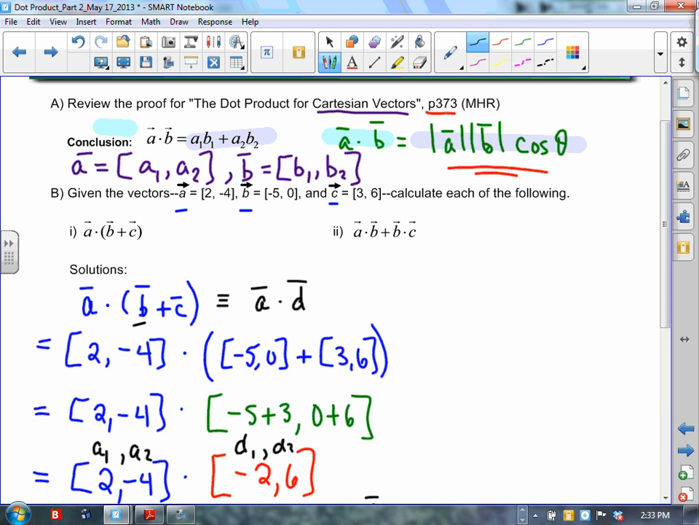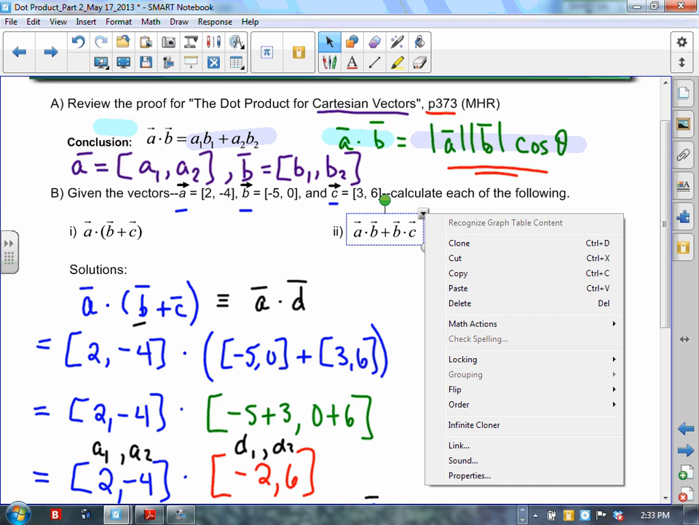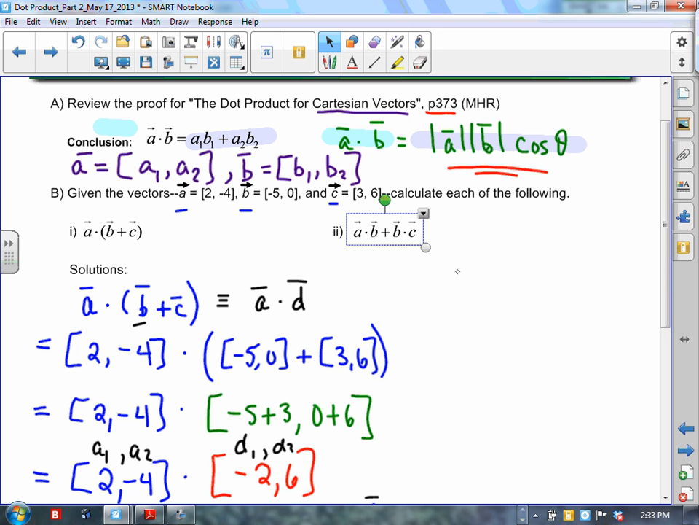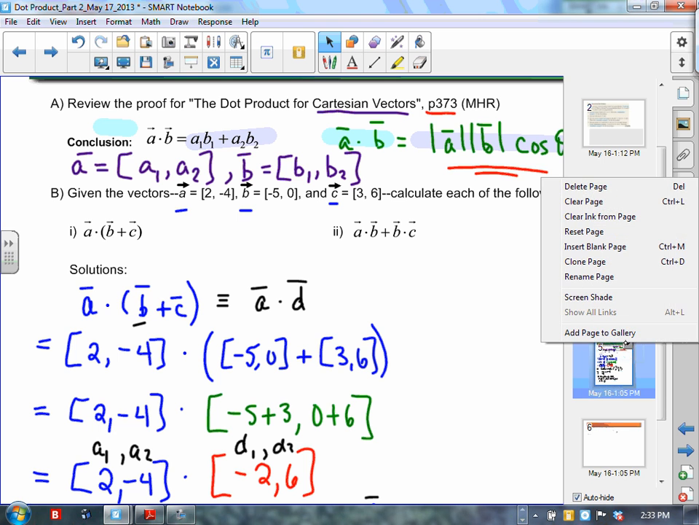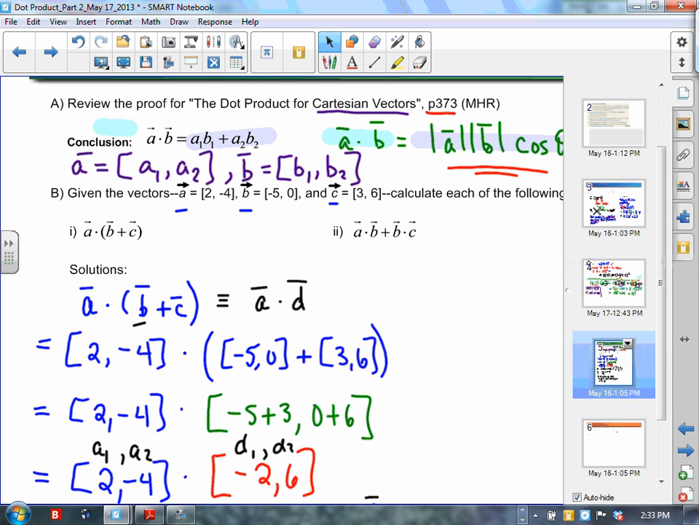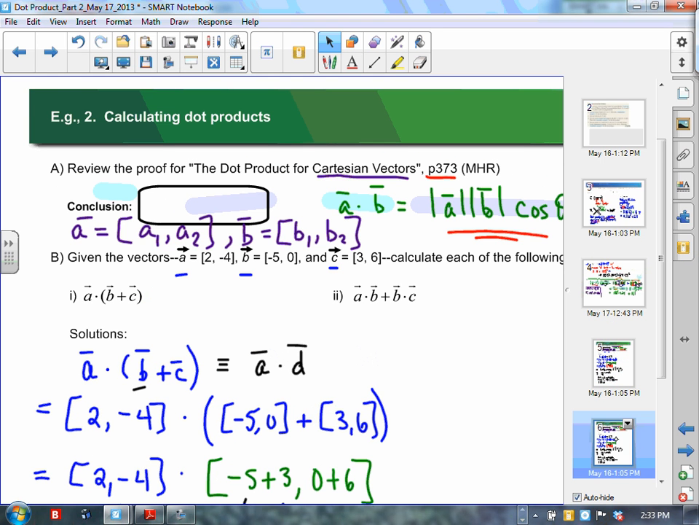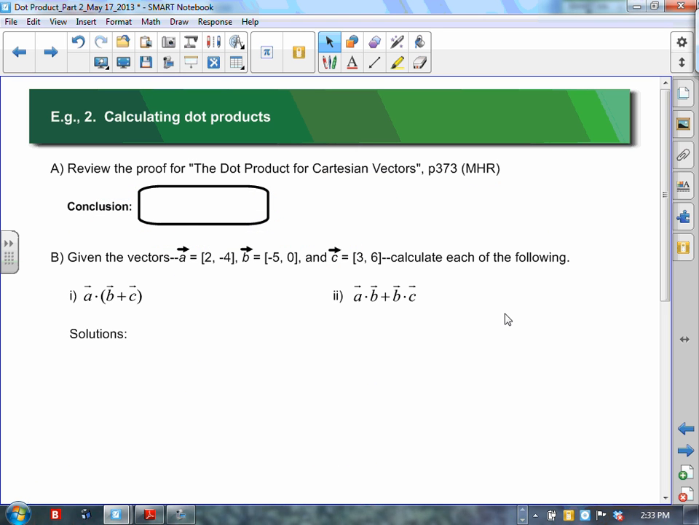So what I might do is insert a new page so that things are not getting incredibly cluttered, yet at the same time all of our coordinates are here on this page. So it would be better for me to clone this page right now and then take the cloned page and just clear the ink that's on it. And then we'll start over again with this one here. So part 2.